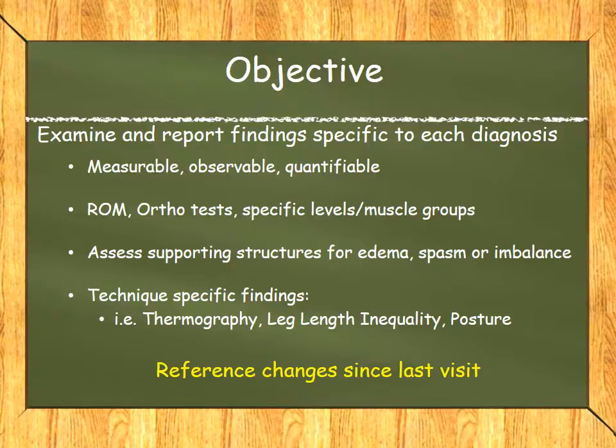For measurable, where do heat, bruising, and edema fall under being able to measure?